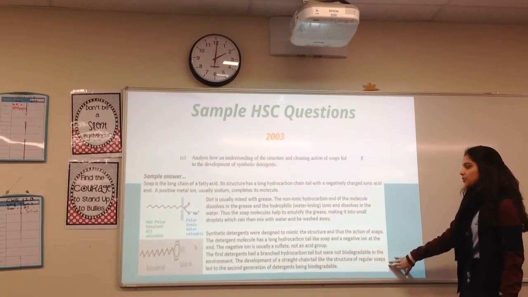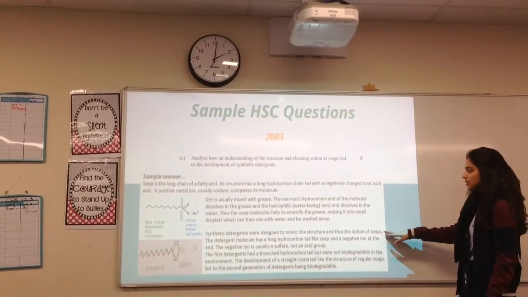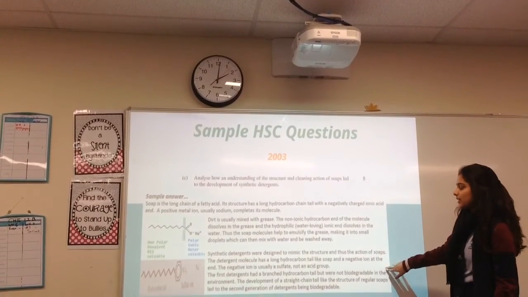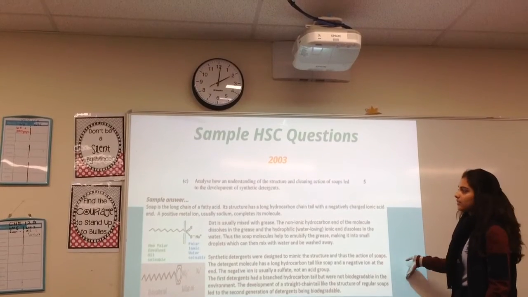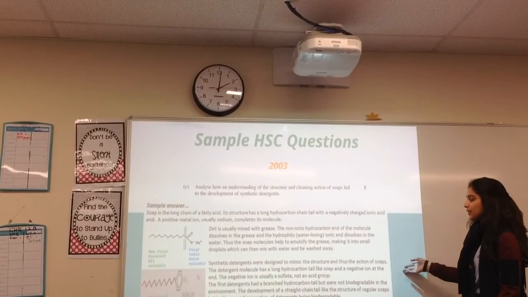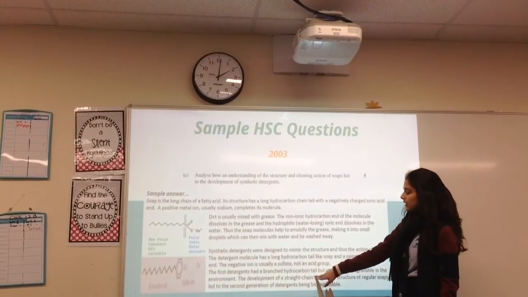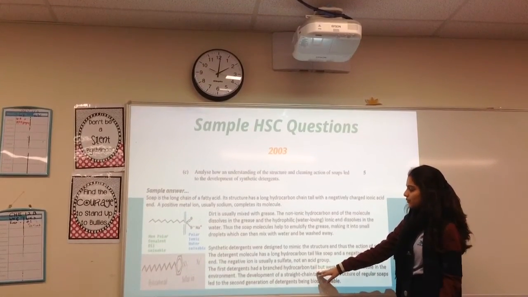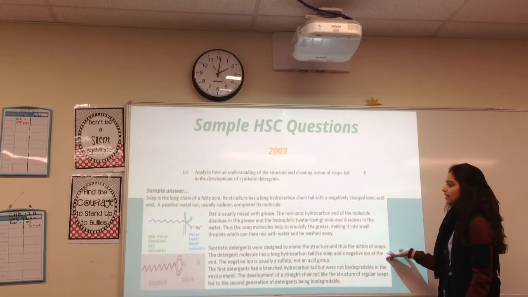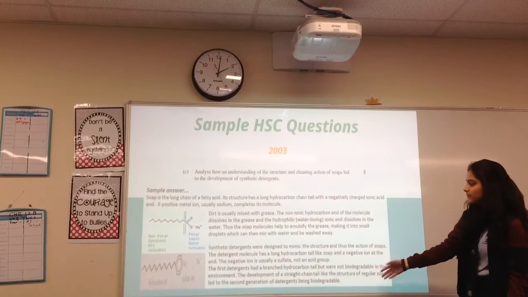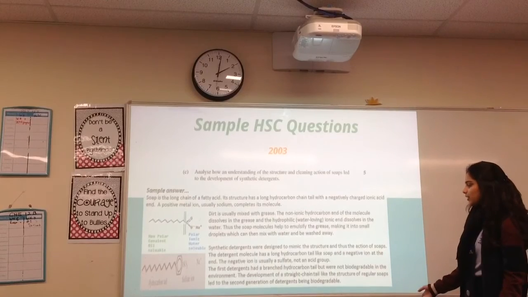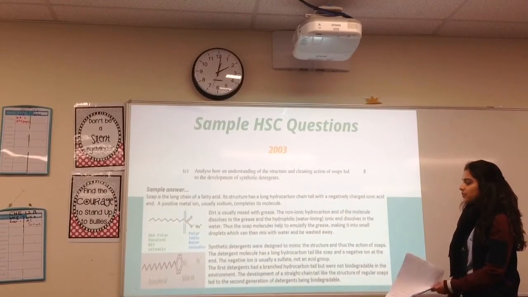But synthetic detergents were designed to mimic the structure and thus the action of soaps. This is from the last secondary dot point. The detergent molecule has a long hydrocarbon tail, and again talking about the structure of the detergent also helps. The first detergent had a branched hydrocarbon tail. This was mentioned for the 1950s and 60s, the earlier formulation of detergents, but they were not biodegradable and thus did not help the environment. The development of a straight chain tail like the structure of regular soaps led to the second generation of detergents, which were biodegradable.